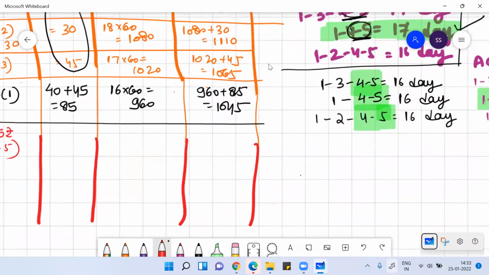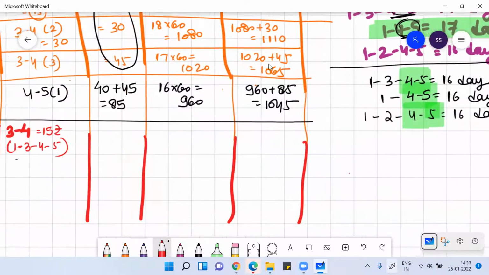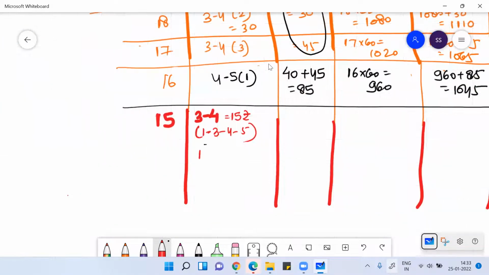Similarly, I'll crash 1 to 4, right? Activity 1 to 4 is for the path 1, 4, 5. And what is the crashing cost of 1 to 4?